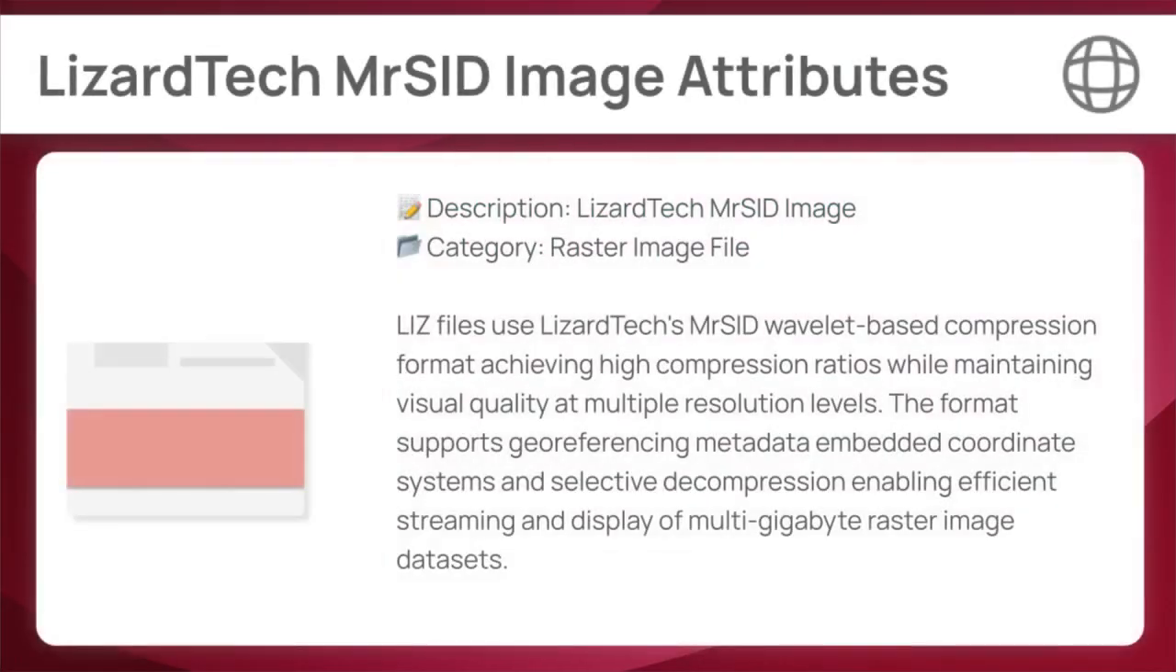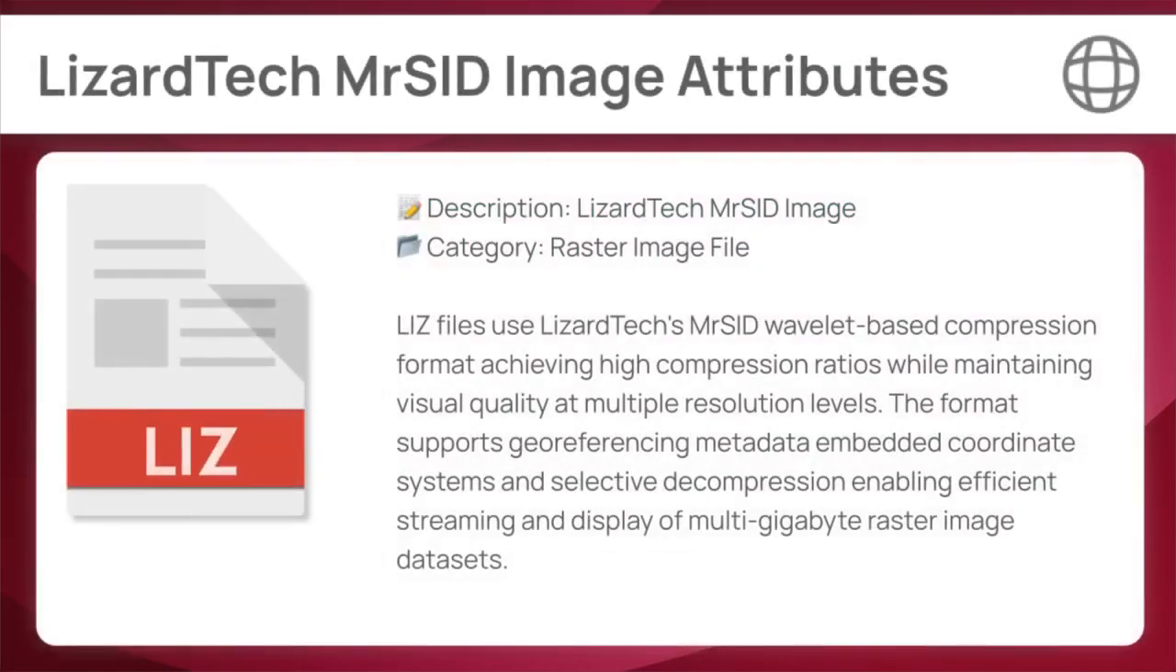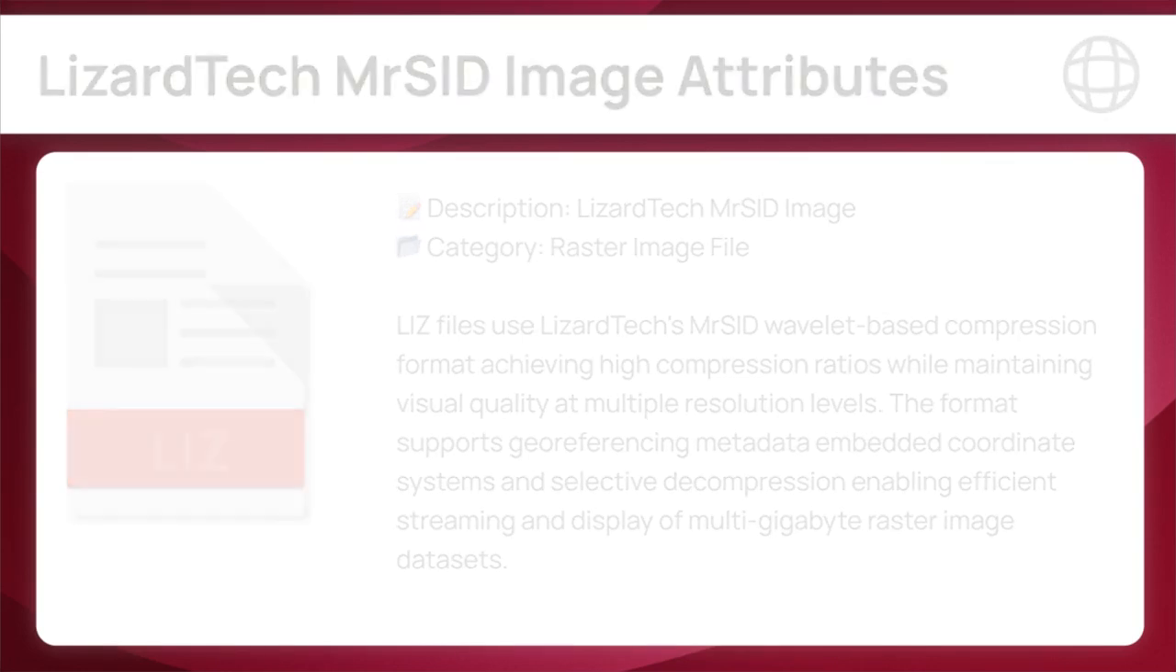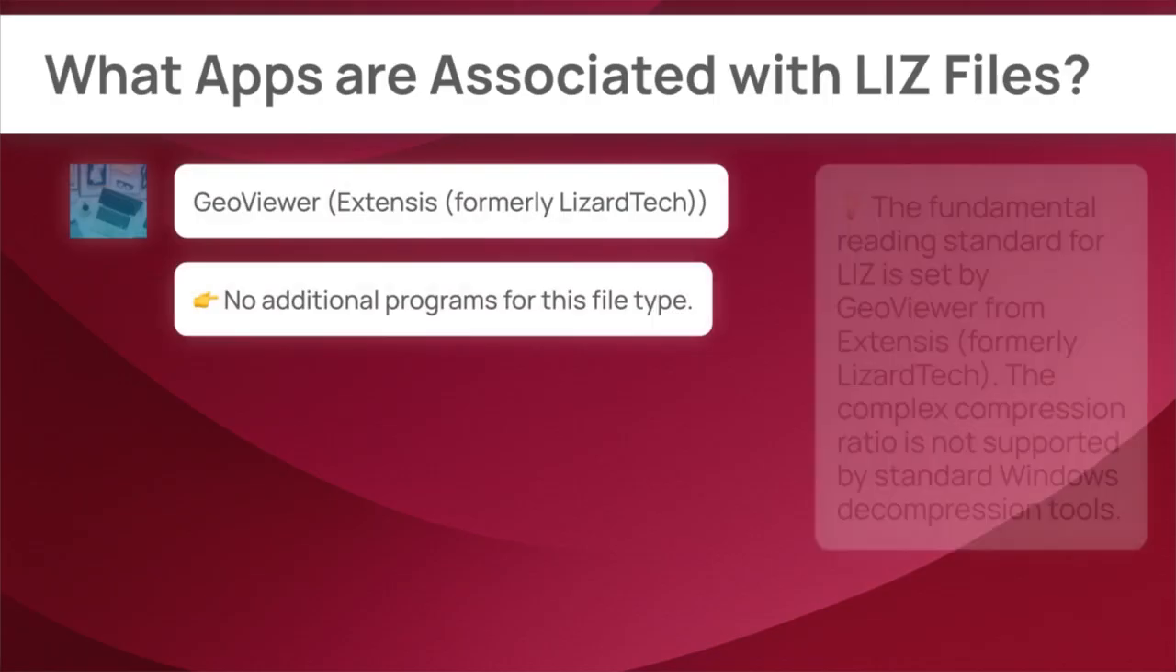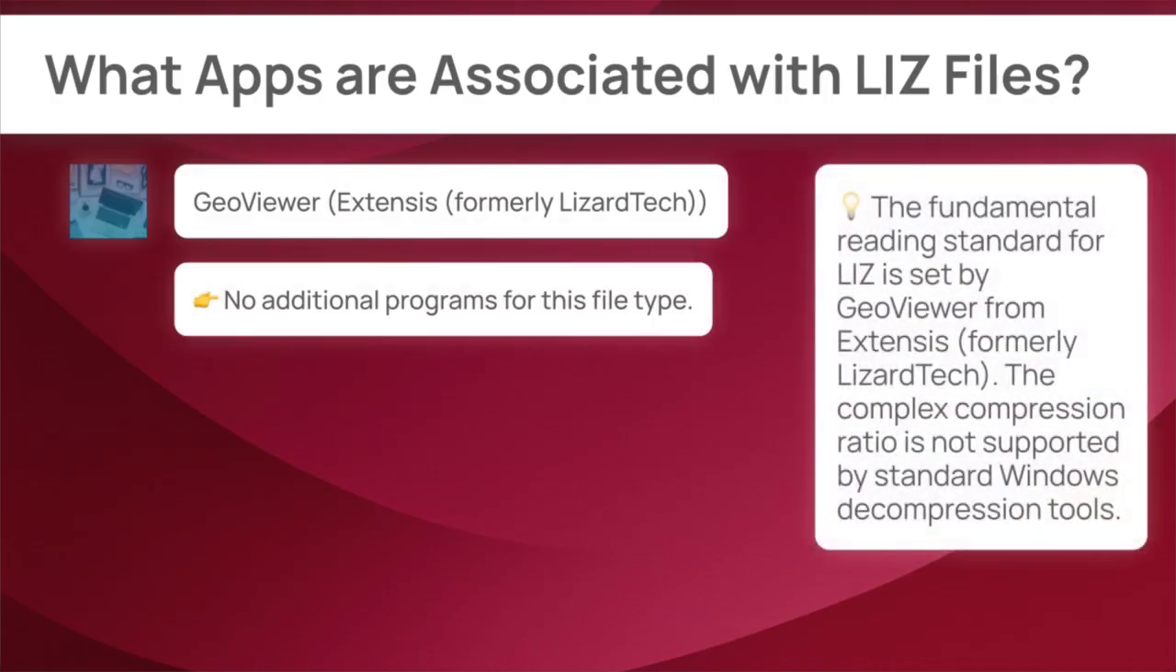LIZ files use LizardTech's MrSID wavelet-based compression format, achieving high compression ratios while maintaining visual quality at multiple resolution levels. The format supports georeferencing metadata, embedded coordinate systems, and selective decompression, enabling efficient streaming and display of multi-gigabyte raster image datasets. Official support for LIZ is primarily provided through GeoViewer from Extensys, formerly LizardTech. Dedicated software is required to correctly unpack and rebuild the file structure.